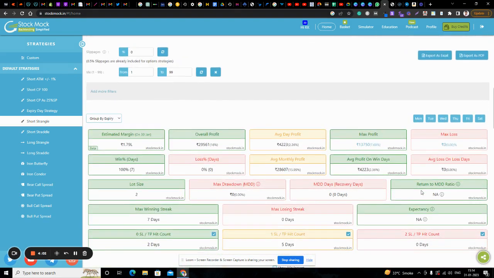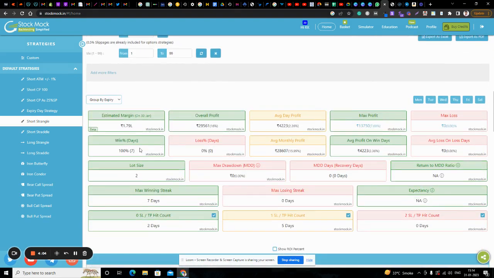Now this is what I need you to understand. This is a 100% strategy in the last 7 years. Over the last 7 budget days, it has hit zero losses and it has only hit profits. Now the average day profit is around 2.36% of whatever the entry price is, and 13,750 per one lot each is what you have earned at maximum.